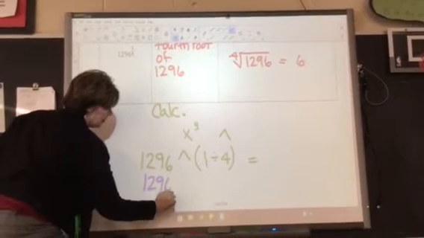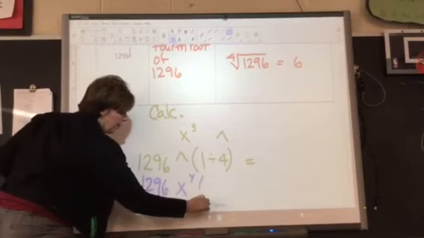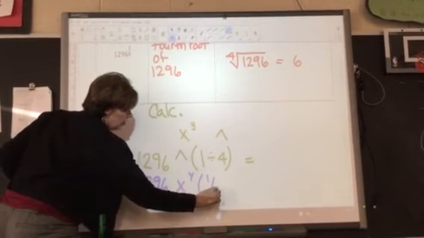If I'm going to use this method with the x to the y power, I'm going to do 1,296, same thing, x to the y power, and then a parenthesis should automatically pop up for you. Do 1 divided by 4.